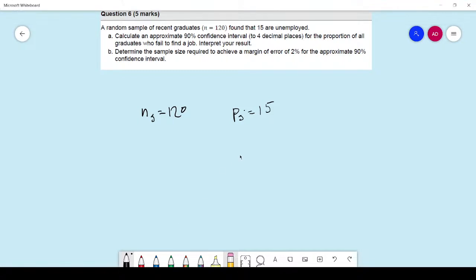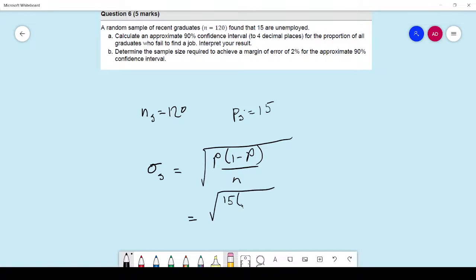So n equals 120, the sample count was 15, so let's find the standard deviation, p times 1 minus p over n, sub in the values. Put that in the calculator. 15 times 14 over 120. Oh, sorry, negative 14. Wait, what? Sorry, what do we got? Found that 15 are unemployed. 1 minus 15. That can't be right.